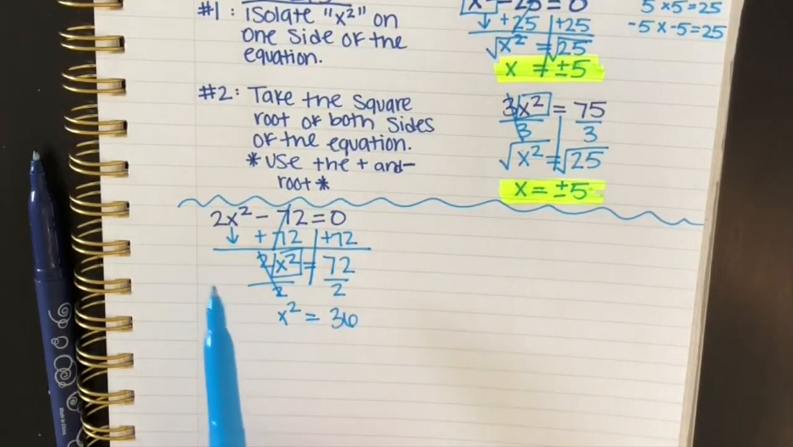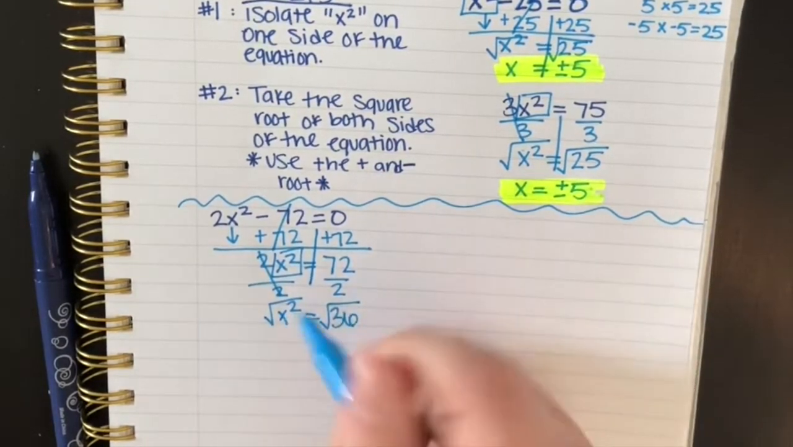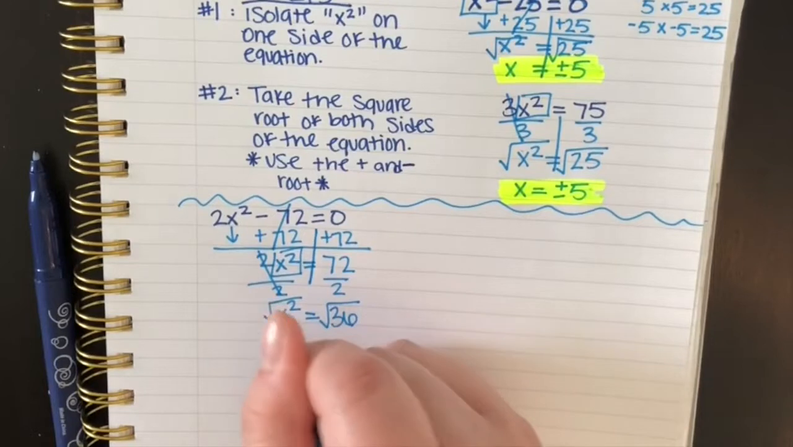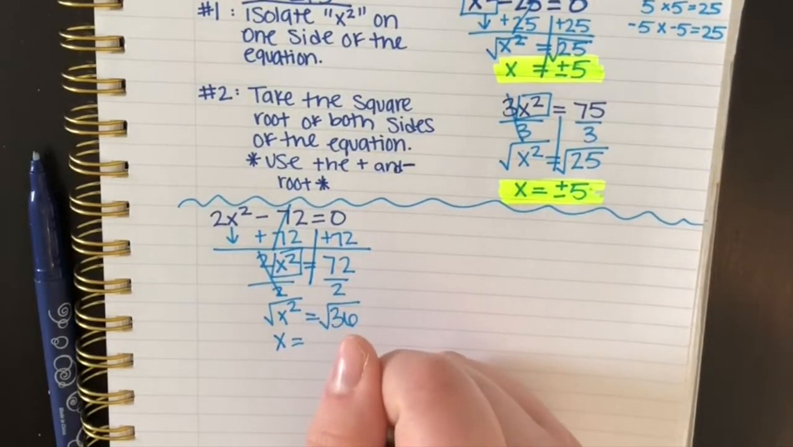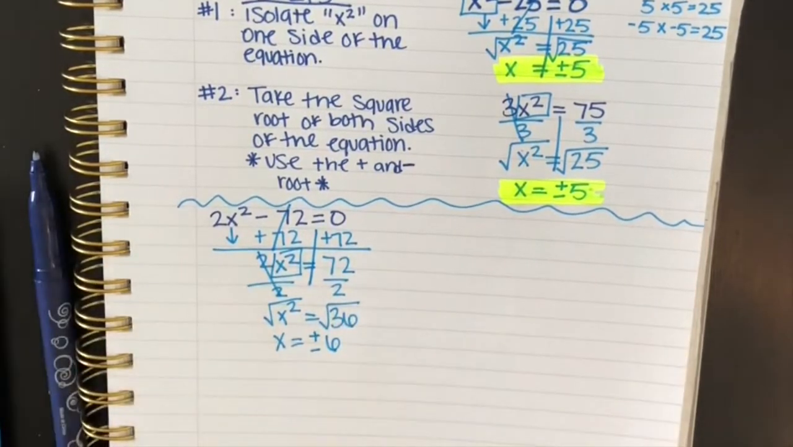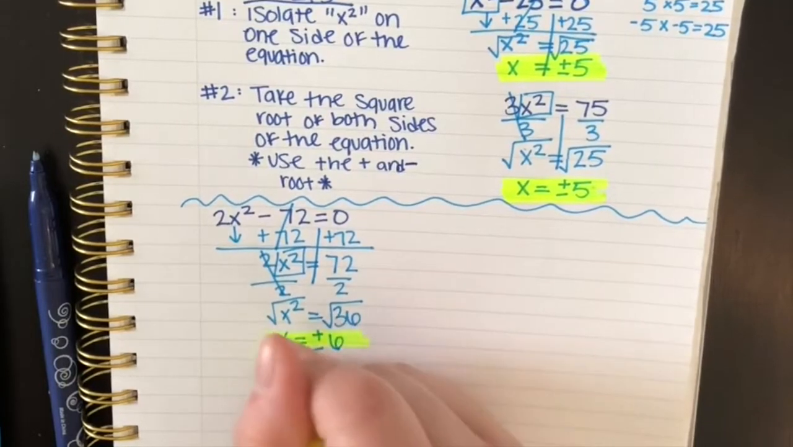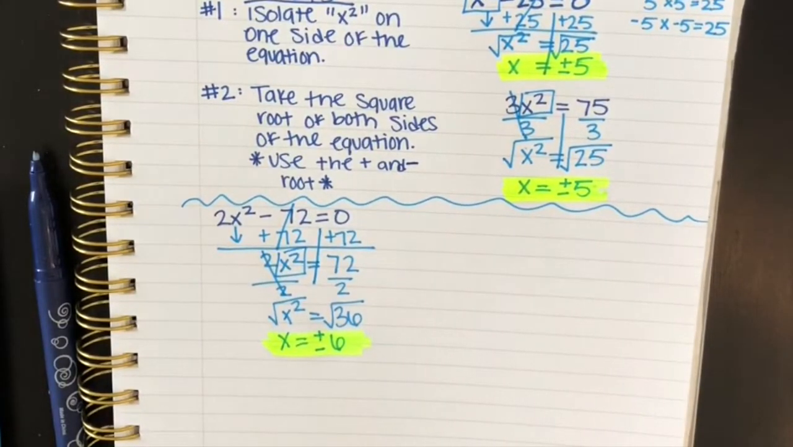Now that we've isolated x squared onto one side, we will do step number 2, which is take the square root of both sides. So I square root both sides of the equation. The square root of x squared is x. The square root of 36 is 6, so we say it's positive and negative 6. So it's like we have two answers. We have positive 6 and we have negative 6.